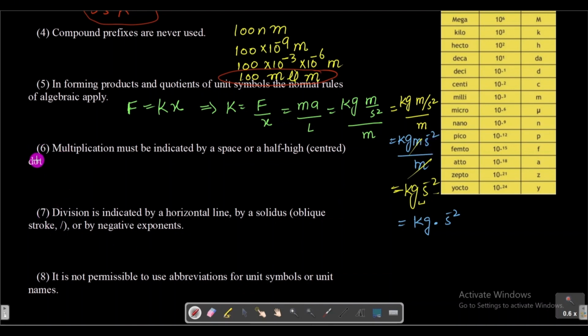And similarly, rule number 6 indicates that multiplication must be indicated by a space. So here there is a space between the kg and the second power minus 2. And similarly, multiplication is also indicated by the dot between them. So here this is the kg, dot, and per second square. So we covered these 3 rules with the help of this example.